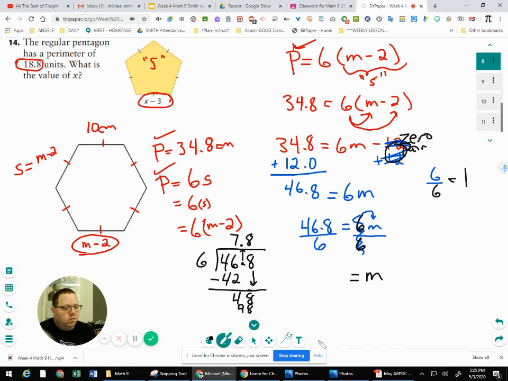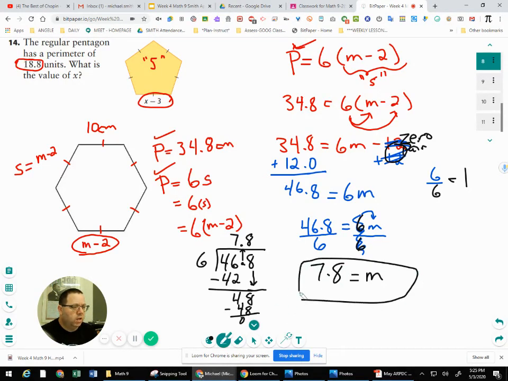So 48 minus 48, there's my crazy 4. We subtract and it's a 0. So 7.8 is our answer. And we can check that. The perimeter is supposed to be equal to 6 sides times, in this case, 7.8. This is no longer a mystery. I know what that is.